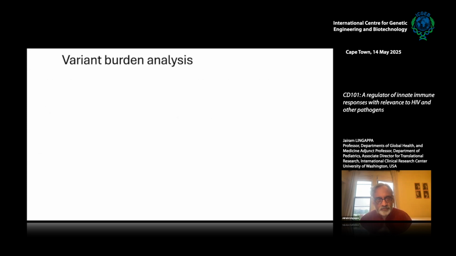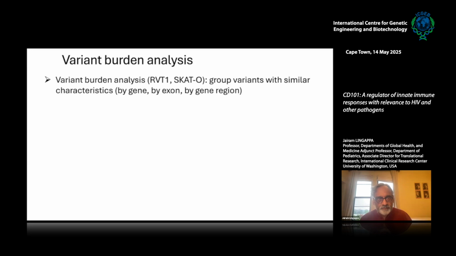And to just give a brief description of that, the variant burden analysis, these are techniques called RBT1 or SCAT-O. There are multiple techniques now to take this approach. Group variants with similar characteristics, namely by gene, by exon, or by gene region, and try to assess the association of those variants with an outcome.